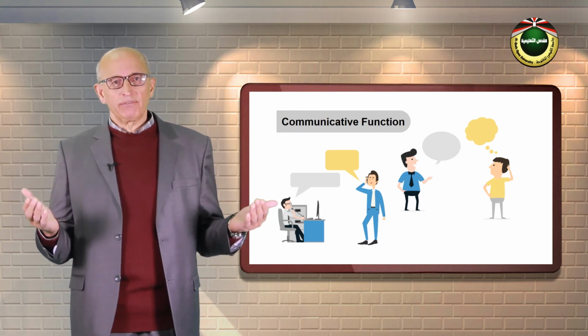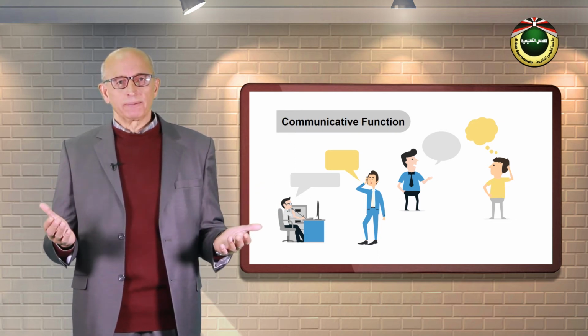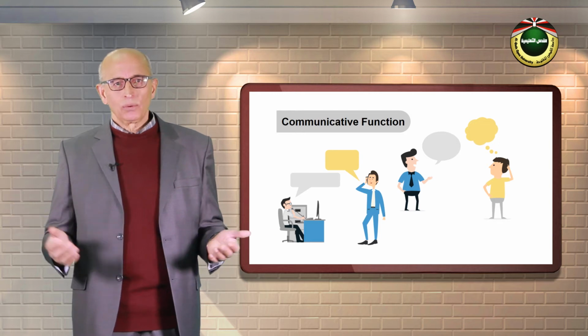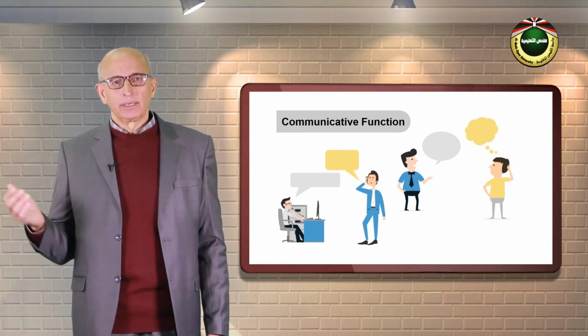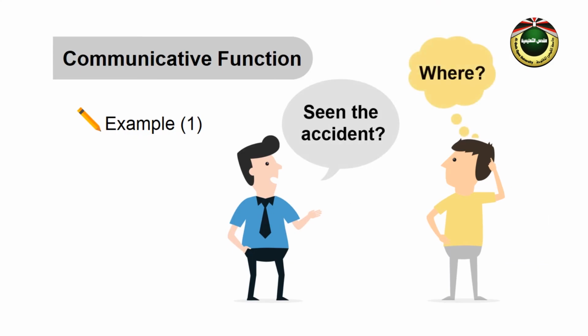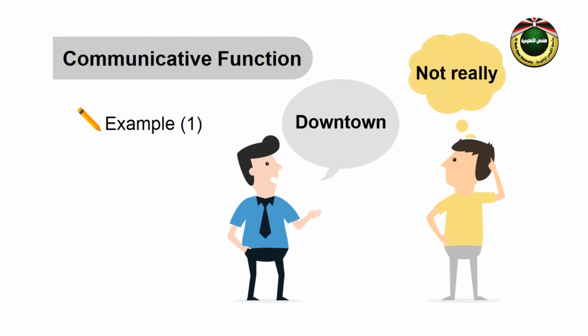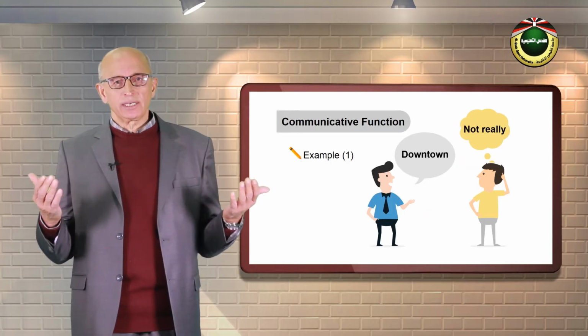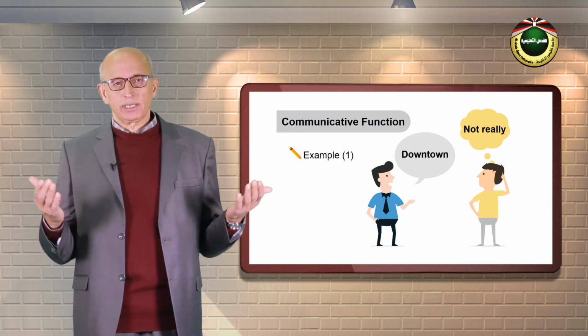Consider the following brief exchanges. Example 1. Seen the accident? Where? Downtown. Not really. In the example above, it can be noticed that the utterances are short. They are phrases rather than complete clauses. This is casual conversation which characterizes the everyday language in the American or British streets.